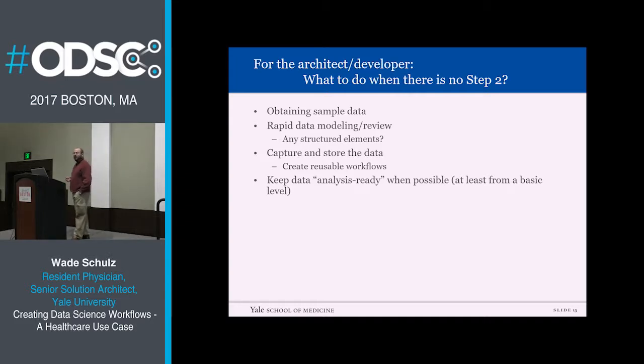So as an architect, developer, or data scientist, what do you do when there isn't a step two? Here are a couple of best practices we should try to follow as we pull in our data sets. Obtain sample data whenever you can. Being able to see some of the data up front rather than just accepting any file is definitely helpful. If you're able to, at least try to explore the data in some level of detail. Find out if there are some structured elements you can get, even if it's just a timestamp or a source system, something that you can at least identify it by later on.